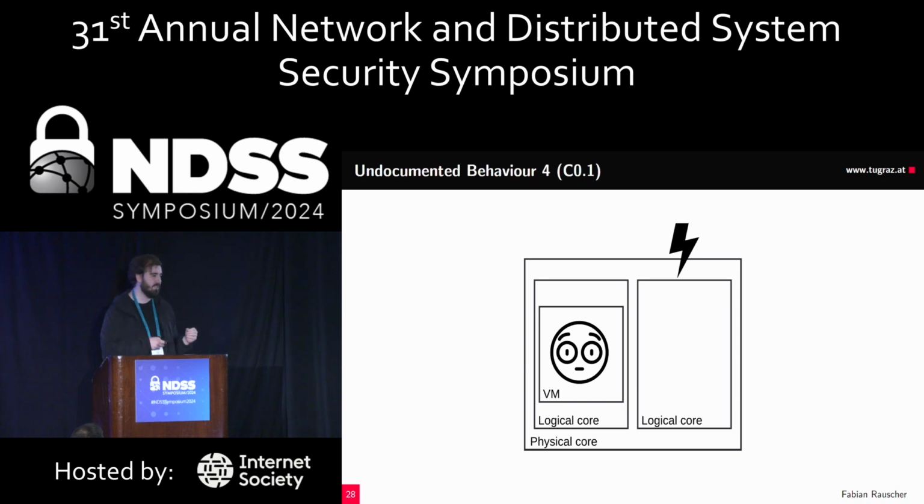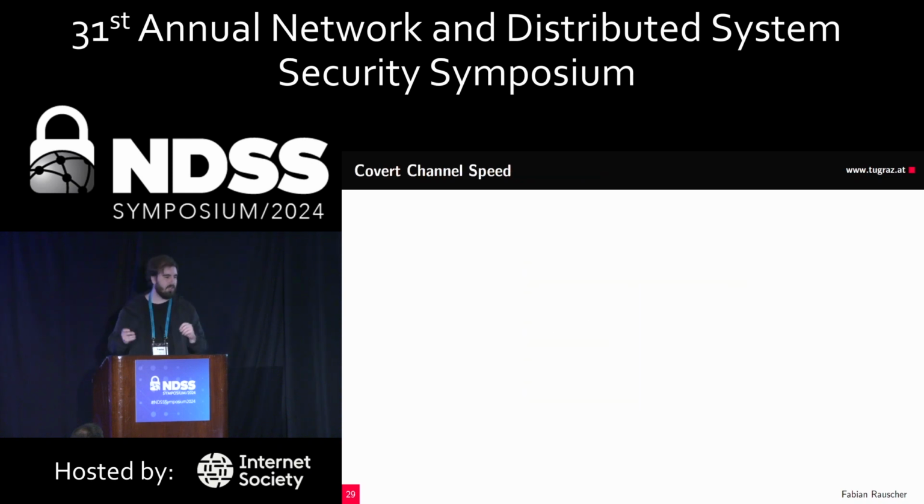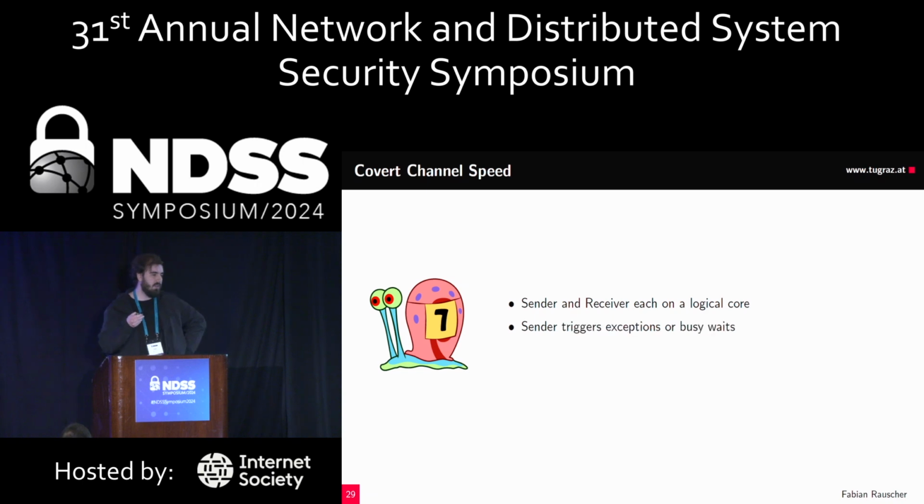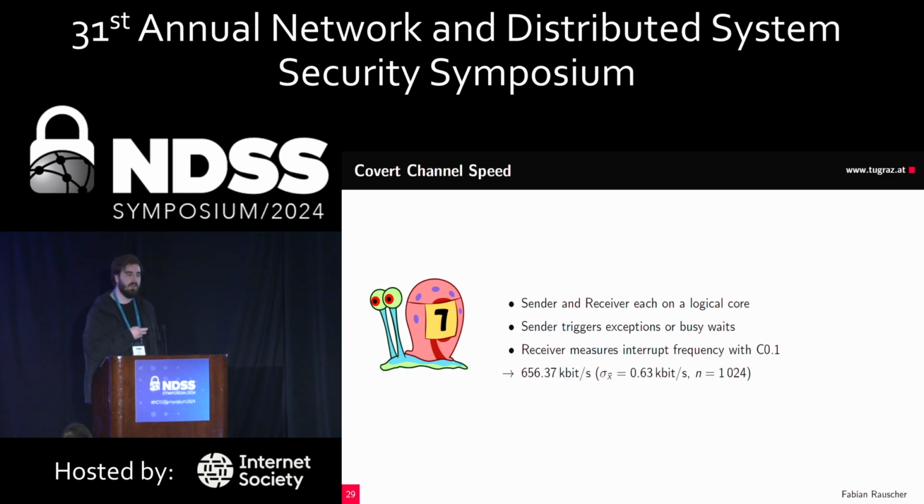Okay, so this is now wonderful. What are we going to do with this? First of all, of course, covert channel. So we have a sender and receiver, each on one logical core. The sender triggers exceptions or busy waits, and the receiver checks if any interrupt occurred through C0.1.